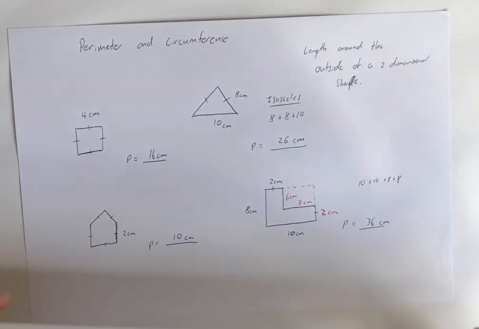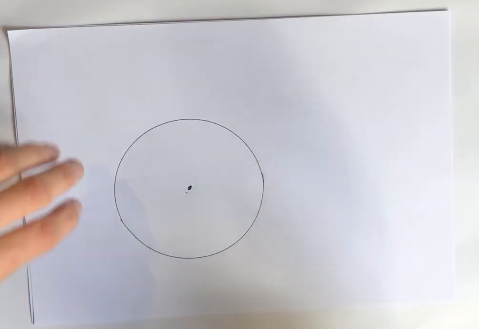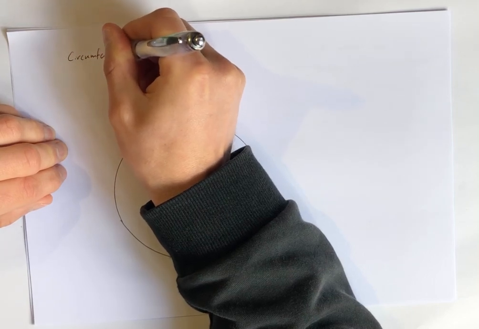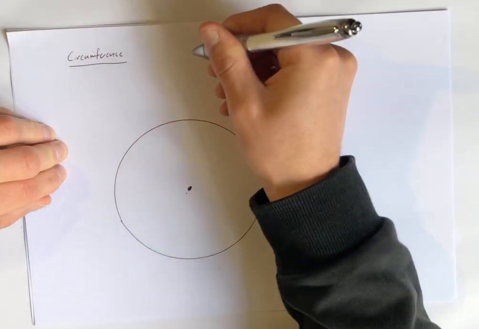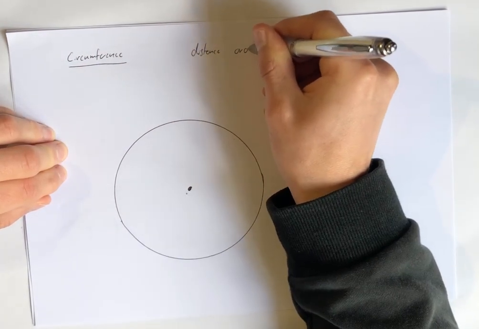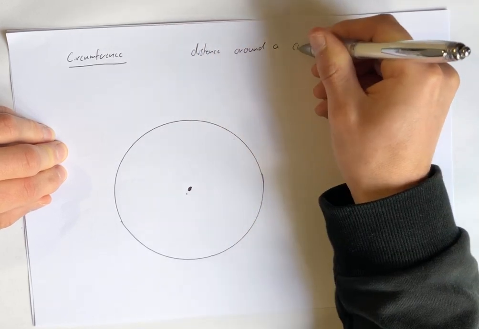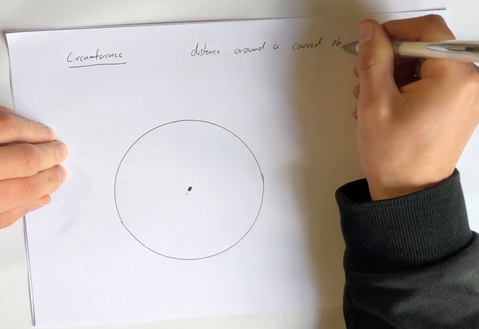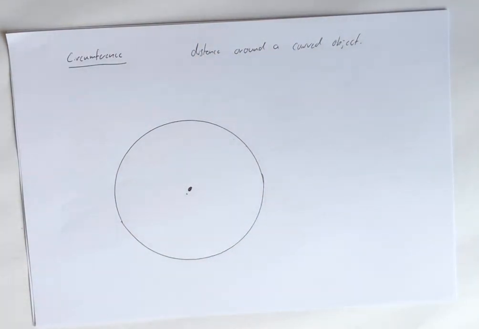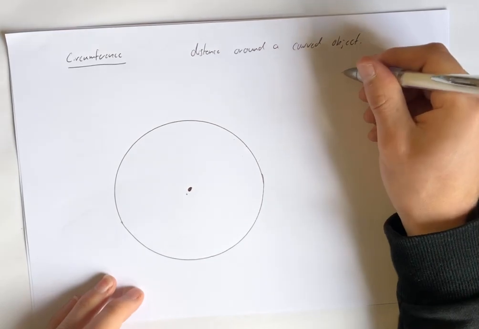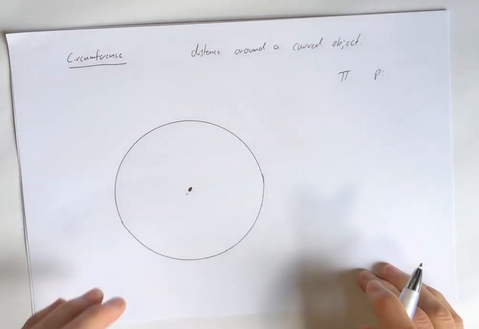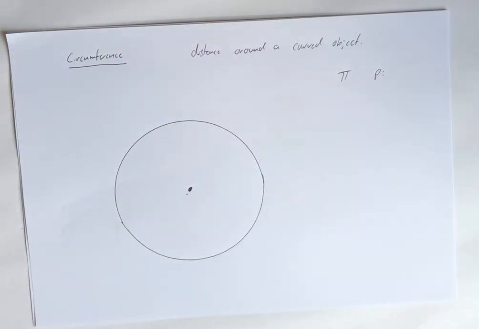There's a special type of perimeter and it's called circumference. Circumference is the distance around a curved object. And there's a special ratio that we're going to be discussing. You've probably heard of a thing called pi, right? It's a special ratio in circles.